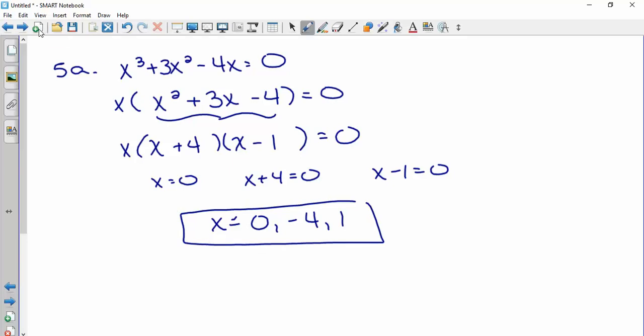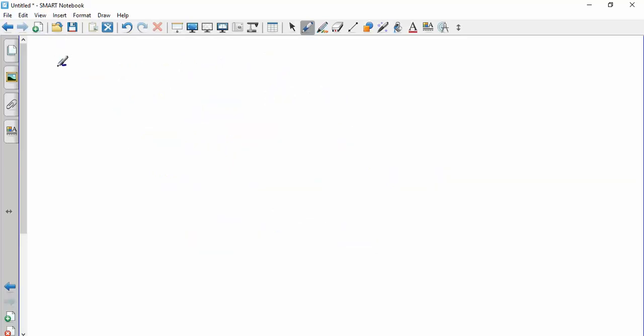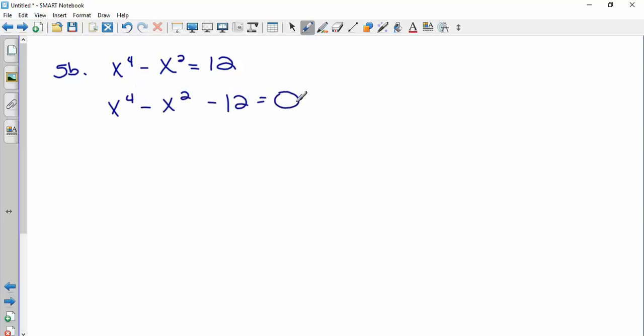On B, we need to always get these equations equal to 0 to start. So it's not going to do me any good to just factor out an x squared here. To start, we have to bring the 12 over. Once I do that, does anything come out of all of these? Do we have a greatest common factor?